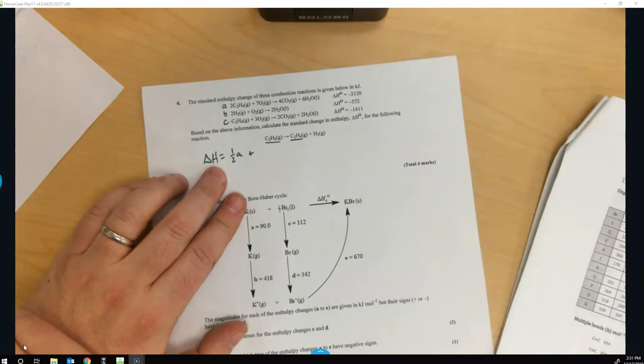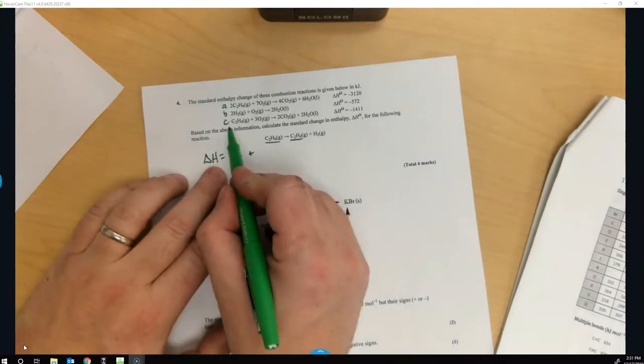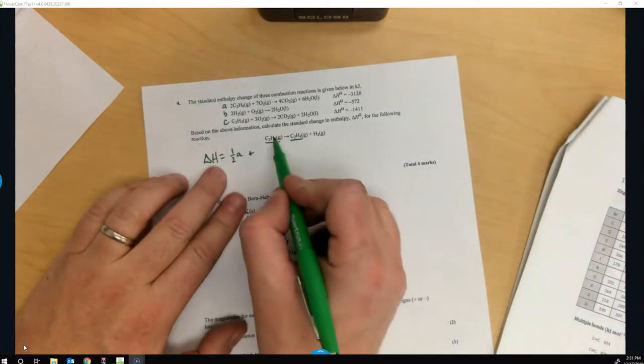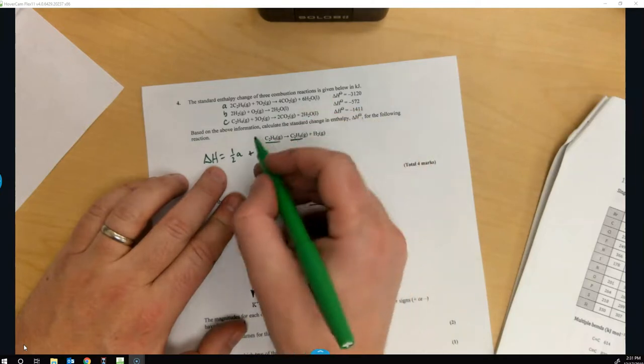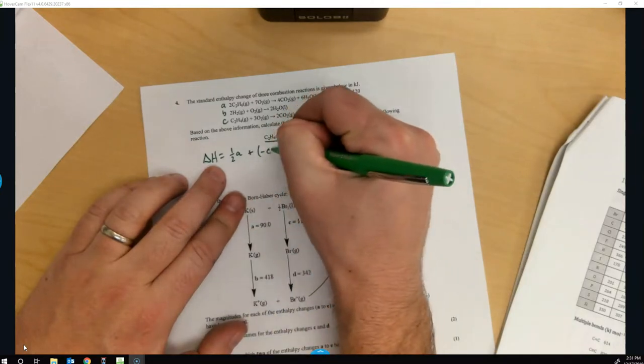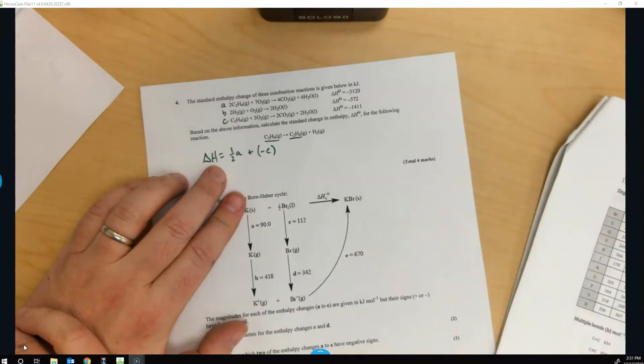The next thing I see in the equation is ethene. Ethene is in reaction C. The coefficient matches, but it's on the wrong side. So I'm going to take the negative value of C and add that to 1/2 A.